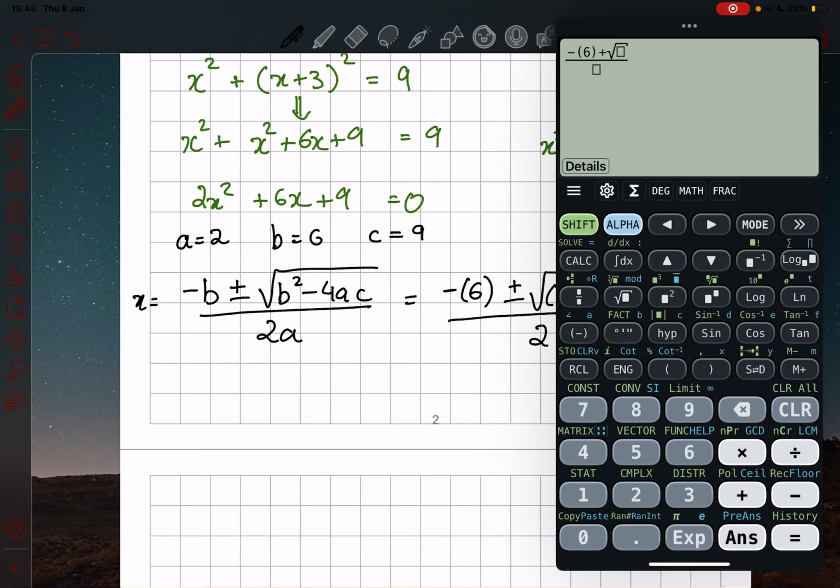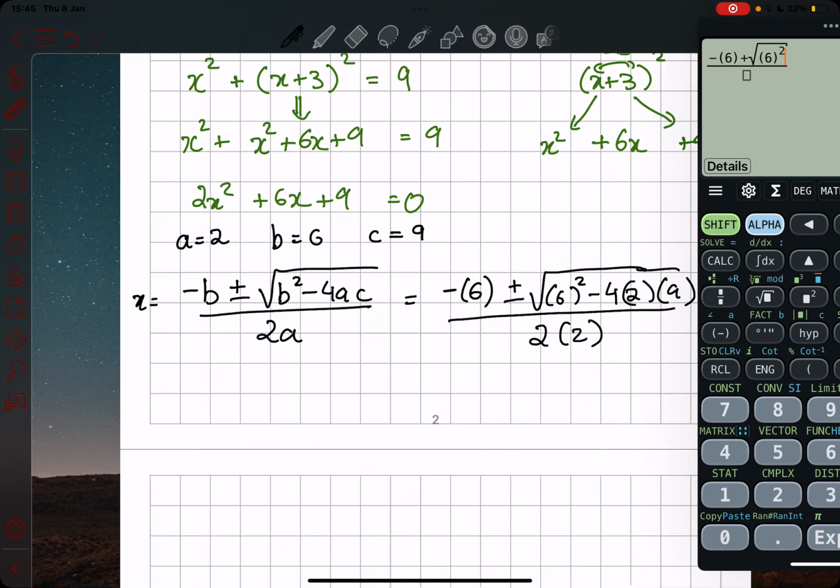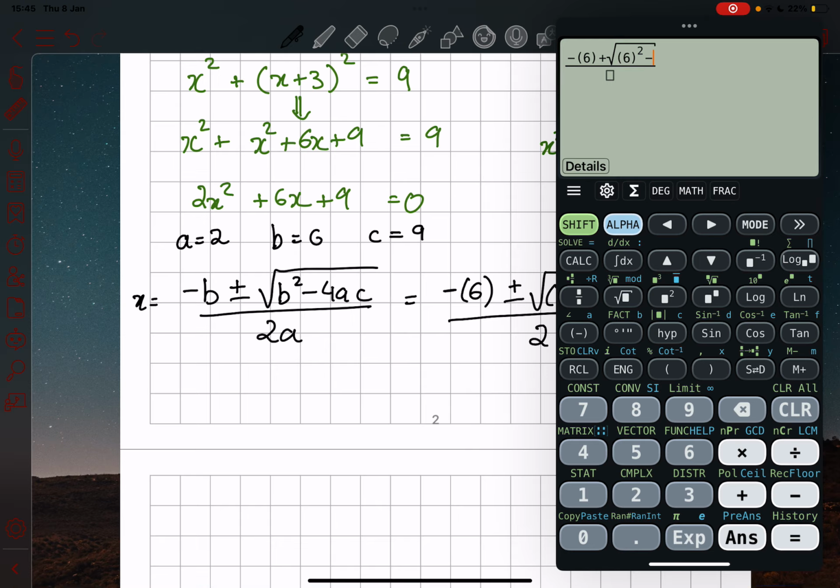Sorry about that. So we've got plus b squared, which would become 6 squared, minus 4 times a times c. So minus 4, a is 2, and then c is 9. Now we come to the denominator, and 2a would be 2 times 2, which is 4.